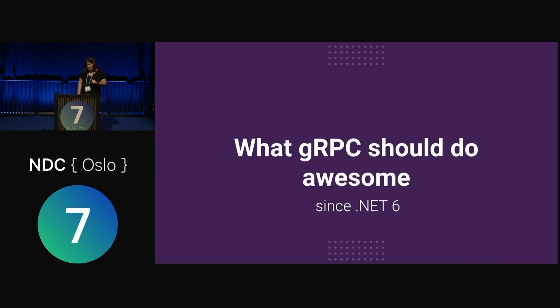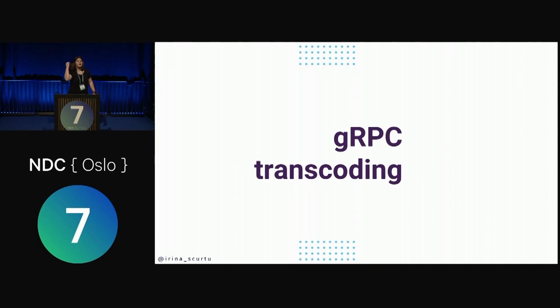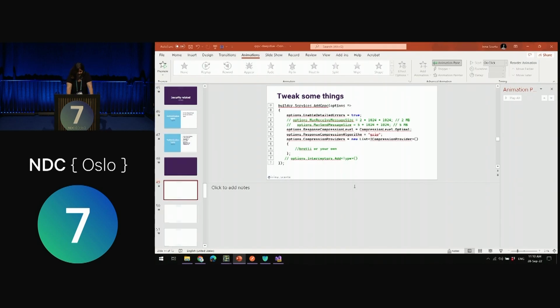But I have a few more things that I want to show you. Since .NET 6, gRPC should do some awesome things in .NET. And one of them is called gRPC transcoding. Some people say, hey, I won't use gRPC for my downstream APIs. I'm going to keep using HTTP calls, because I also need them to be exposed to the outside world, in the browser. And I cannot use gRPC for that without using gRPC-Web or some other tools. So guess what? There is this thing called gRPC transcoding that allows you to do exactly that.